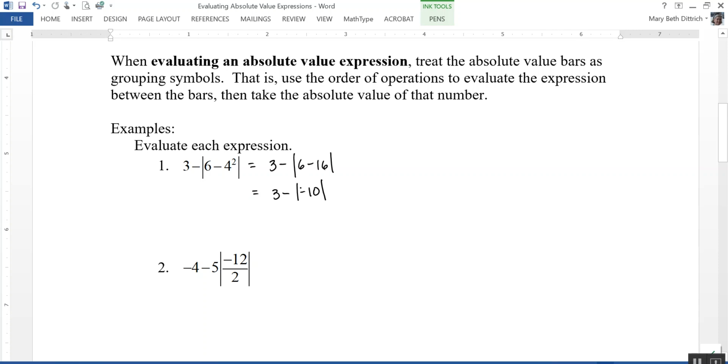Now that I have just one number between the absolute value bars, I take the absolute value of that. The absolute value of -10 is +10, so this turns into 3 minus 10, which gives me my final answer of -7.